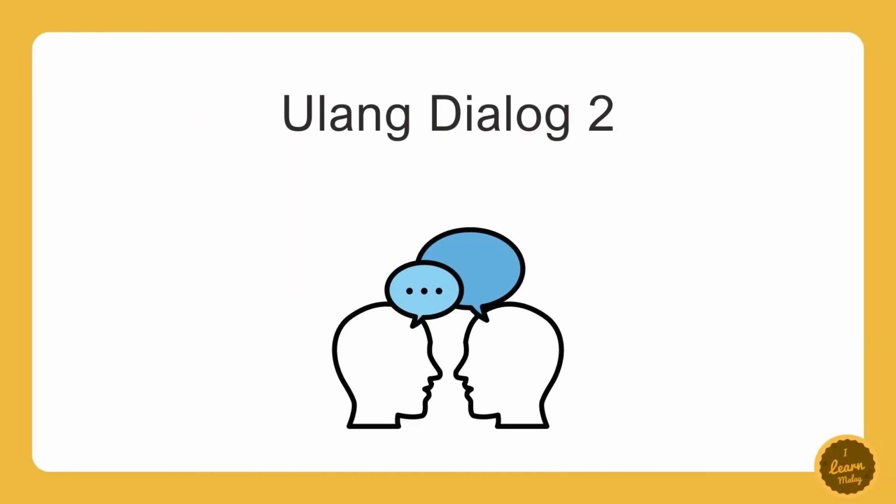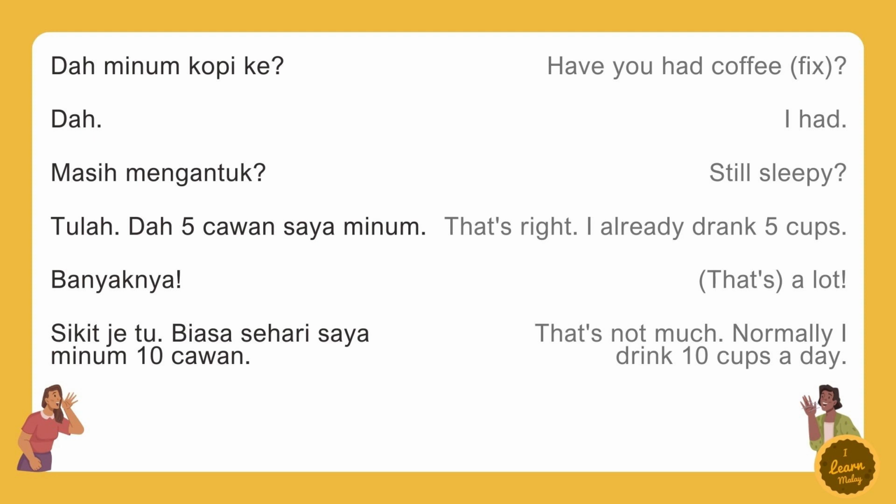Ulang dialog kedua. Repeat the second dialogue. Dah minum kopi ke? Dah. Masih mengantuk? Itulah, dah 5 cawan saya minum. Banyaknya. Sikit je tu. Biasa sehari saya minum 10 cawan.